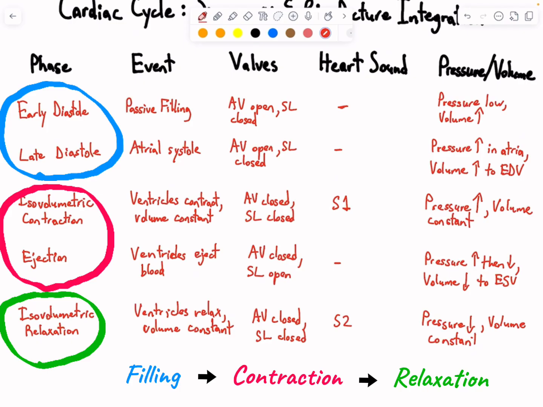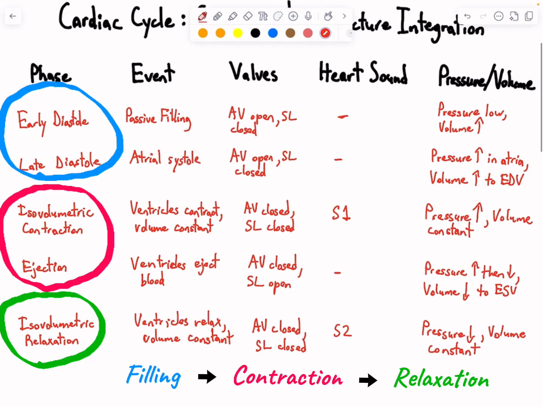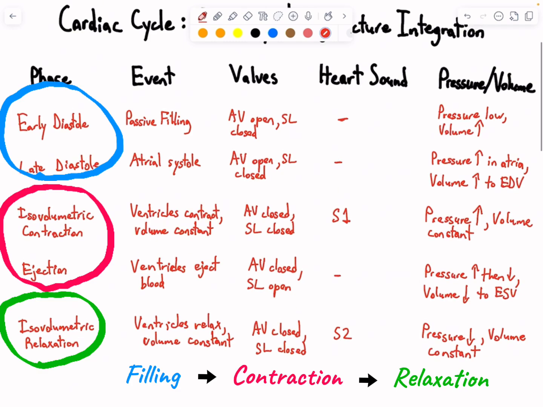Understanding these phases gives us a solid foundation for what happens next, how the heart's electrical activity drives these mechanical events. In the next series, we'll explore the electrical conduction system of the heart, starting with how impulses are generated in the sinoatrial node, and then spread through the conduction pathways to coordinate each heartbeat.